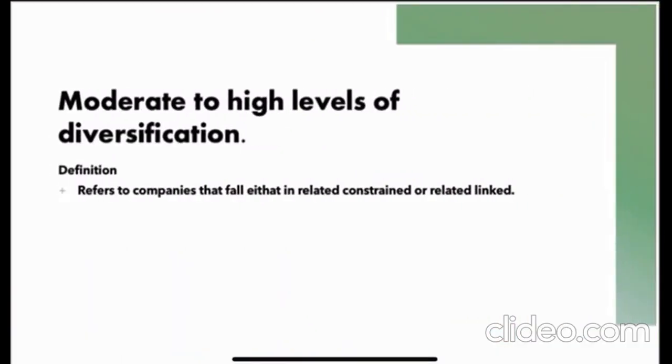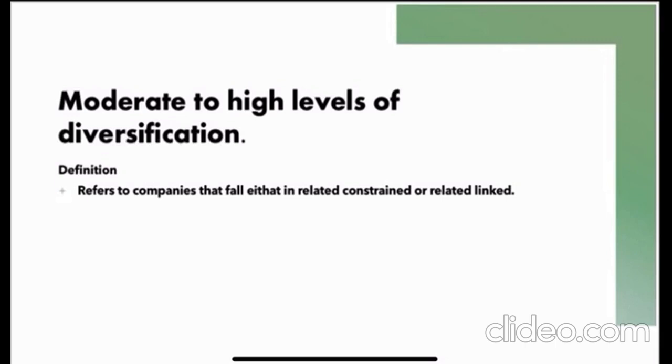Moderate to high levels of diversification. Well, the definitions refer to companies that fall into related constrained or related linked. Related constrained means that less than 70% of revenue comes from the dominant business, and subdivisions share products, technology, and distribution channels. One example is P&G, Procter & Gamble.